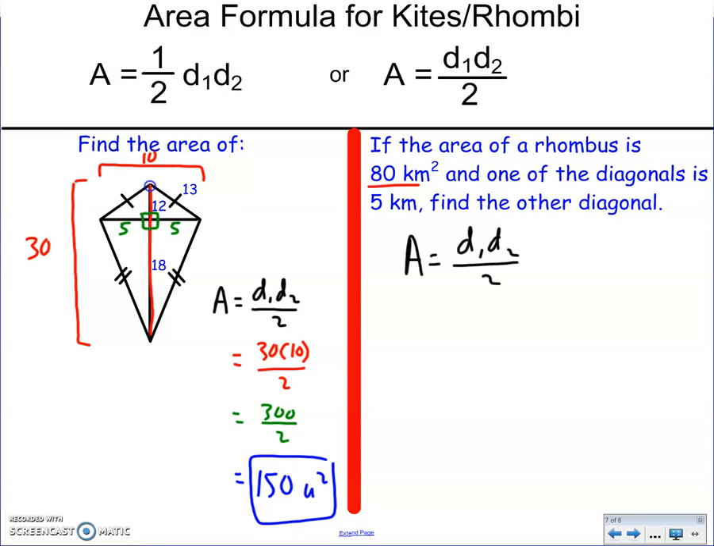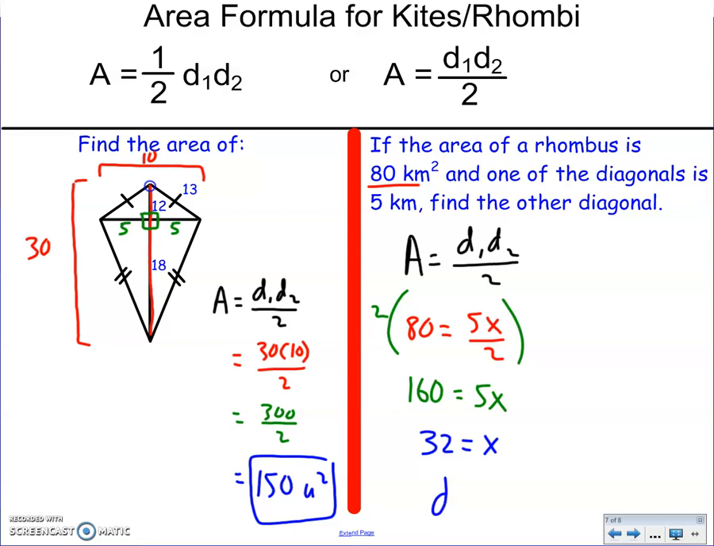Fill it out. 80 is the area. One diagonal is 5. The other diagonal is missing. We'll call it x. Why not? Over 2. Get rid of the denominator. Multiply both sides by 2. So you get 160 equals 5x. Divide by 5. That should be 32. So we know the second diagonal, we'll call it D2, equals 32. Units are kilometers.